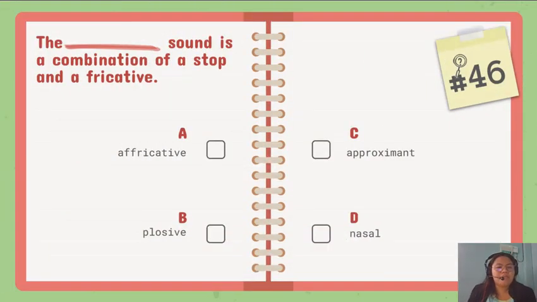Number 46. A blank sound is a combination of a stop and a fricative. A. Affricative, B. Plosive, C. Approximant, or D. Nasal. The correct answer is letter A. Affricative. The sound produced is a combination of a stop and a fricative. There is a complete closure in the vocal tract which blocks the airstream, and when the articulators part slowly, they produce friction.